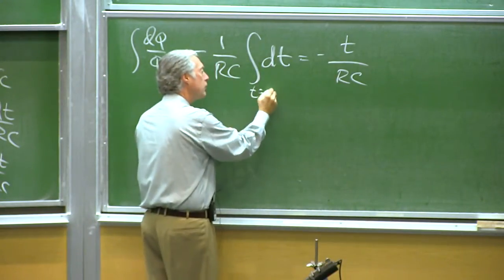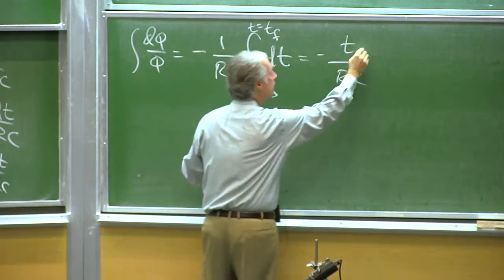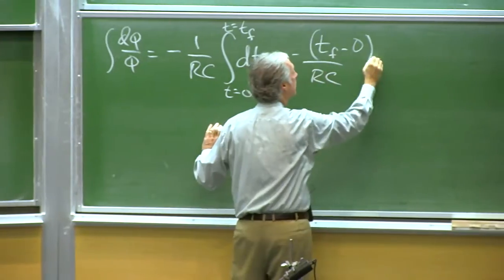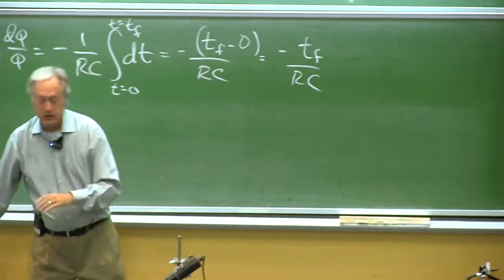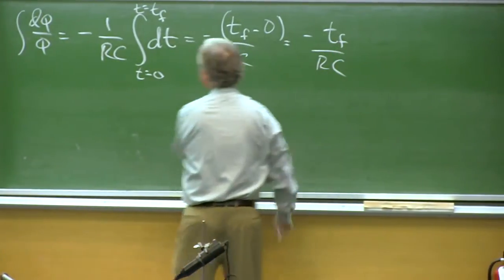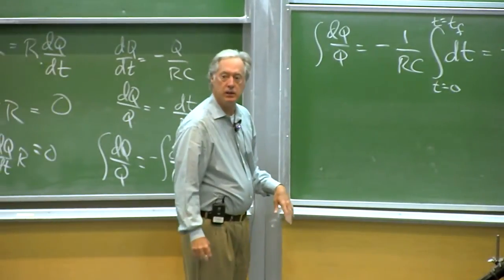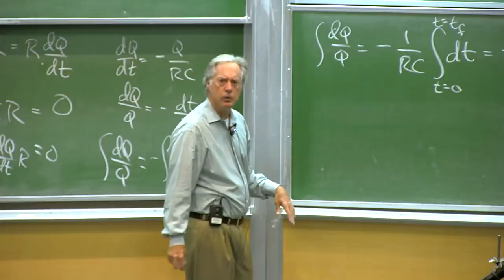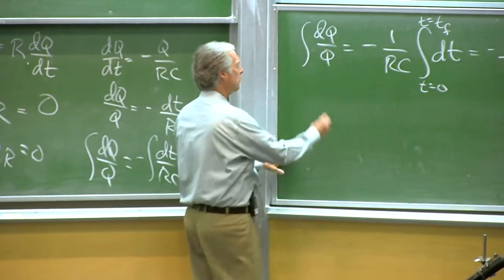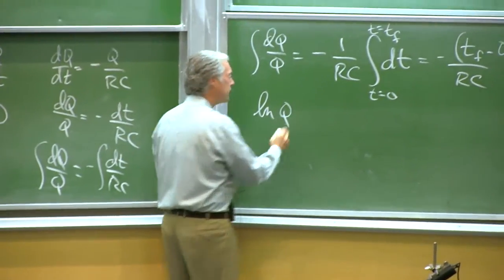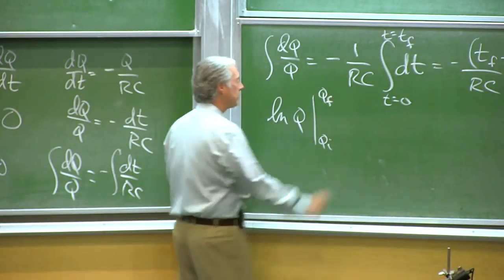If we wanted to, it's going to go from t equals 0 to t equals whatever t final is, and that's going to be t final minus 0, right? So it's going to be minus t final over RC. That should be a little f. Okay. How about this guy? What is dq over q? Whoa. dq over q. That's the 1 over. That's the one integral that does a bizarre thing. Log of q, evaluated from q initial to q final.